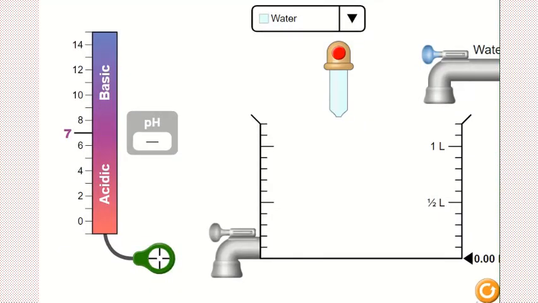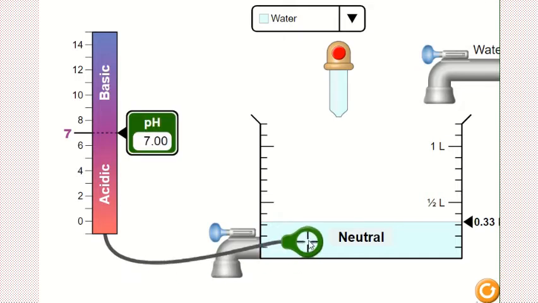Let's play this game and identify if some kinds of solutions are acidic or basic according to their pH. Let's take water as an example. They are telling us that water is a neutral solution. The pH of water is equal to 7, so yes, it is a neutral solution.